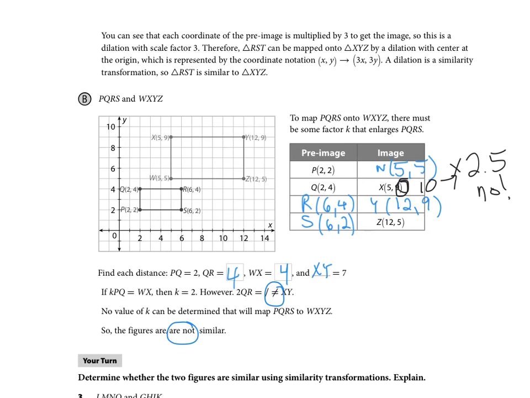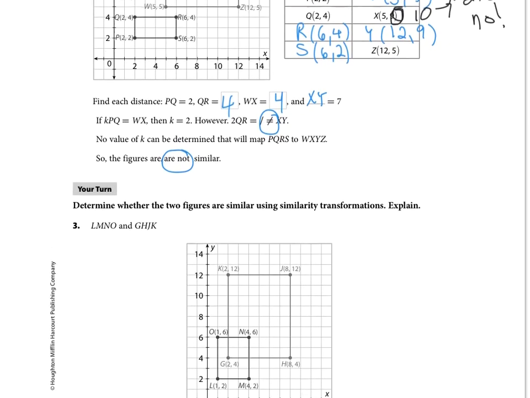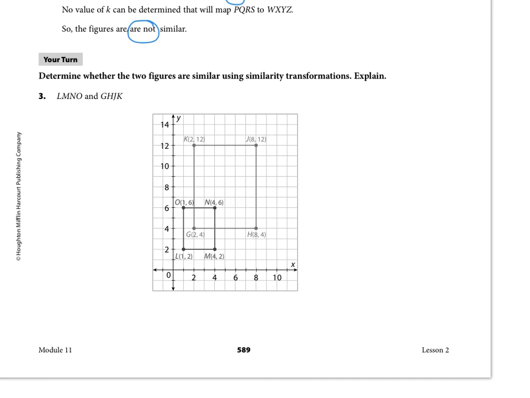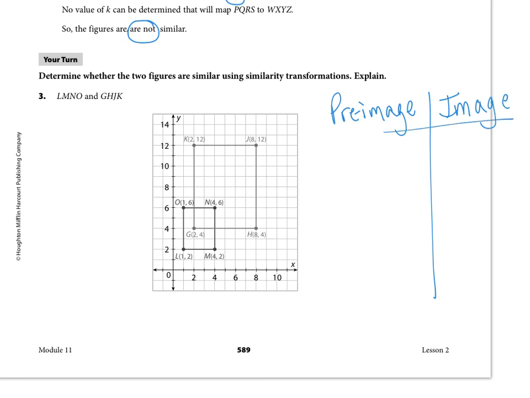Alright, so at the end of this video, you're going to go ahead and work on your turns at the bottom of this page 589, and again you're going to be considering whether the two figures are similar using a similarity transformation, and that's again comparing their coordinates. And if I were you, I would make sure that from the beginning, just like you did above, you make a column of pre-image points and a column of image points to fill in, and that'll make your analysis a little easier for L, M, N, O, and so on.